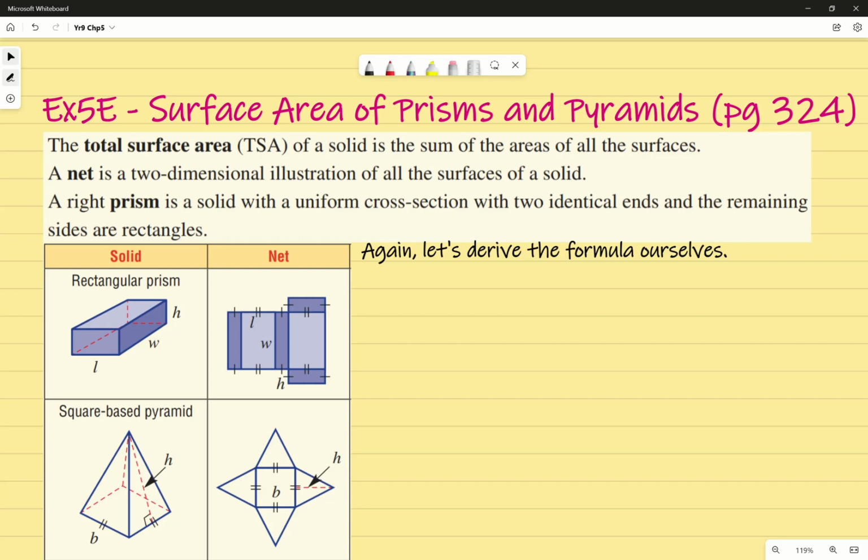So the total surface area of a solid is the sum of all areas of all the surfaces. That's it. So imagine if you were to paint the outside, how much paint would you need? That's pretty much what we're looking at.